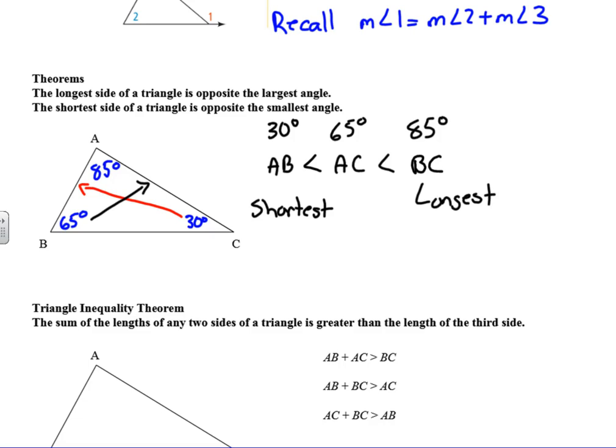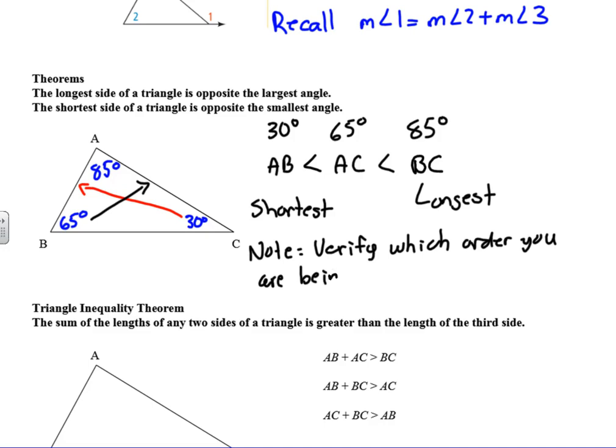Just a little note, verify which order you're being asked for. So like on a quiz or in an assignment, most people get this. It's pretty intuitive. The challenging part, or the part that can trip people up, is that they ask from longest to shortest or shortest to longest. So just make sure that you pay attention to that when you're being asked that question.